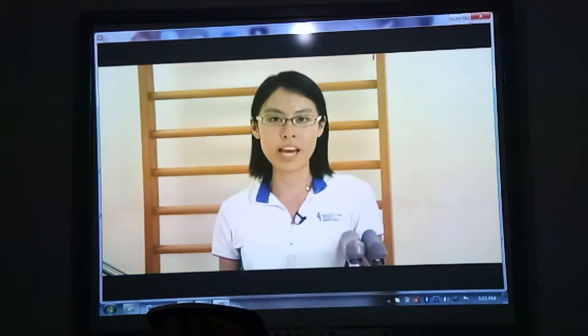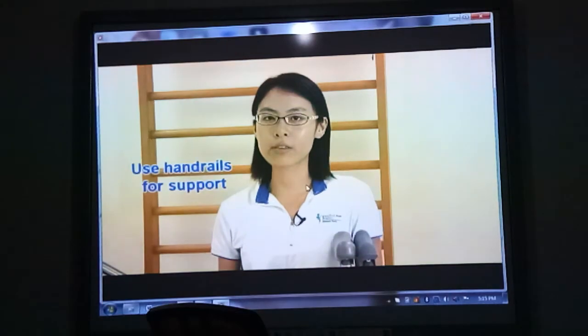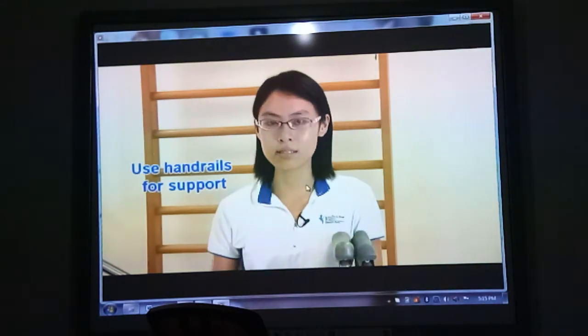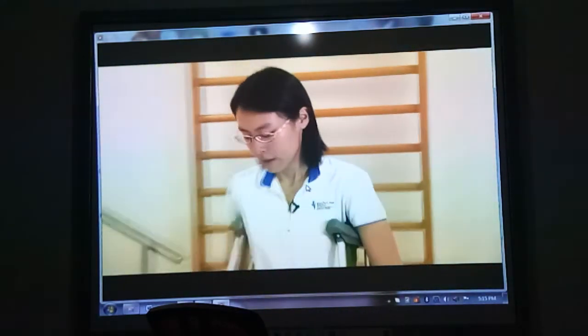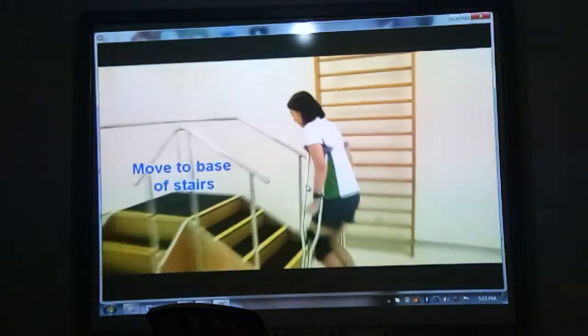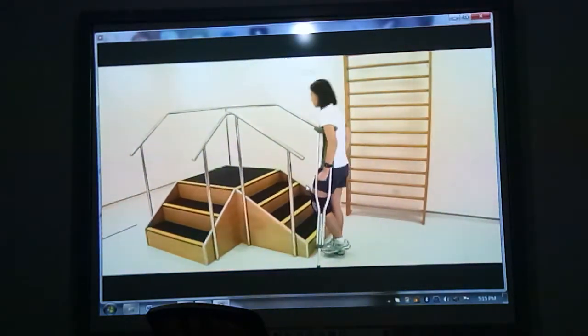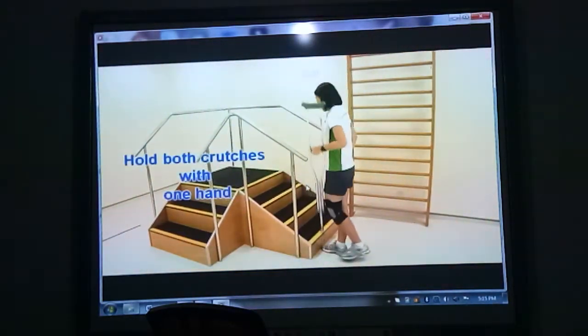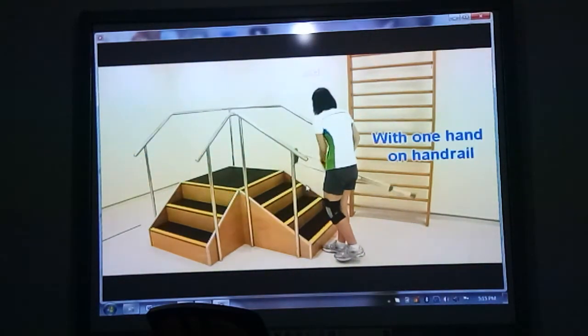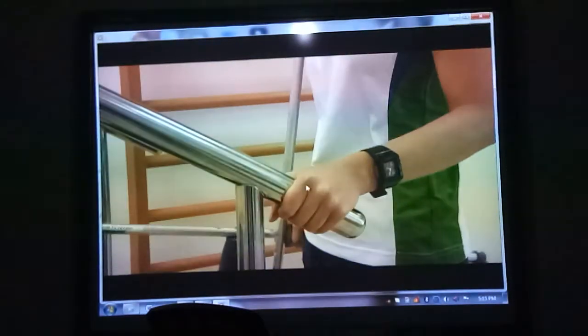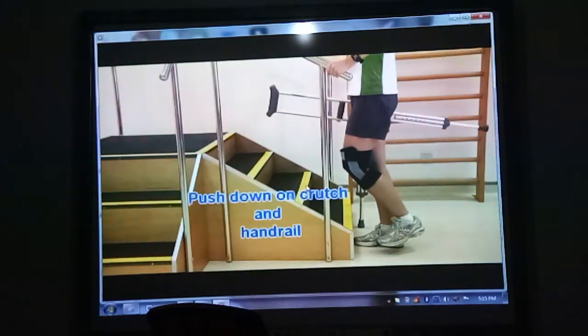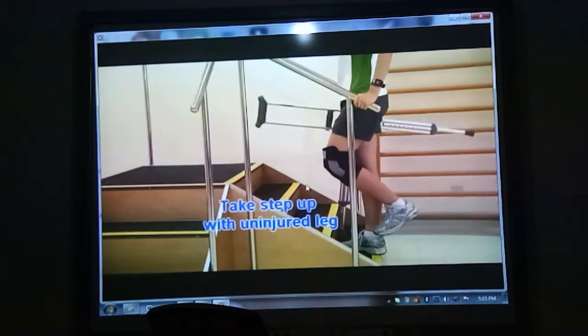In the presence of a handrail, you can use the handrail to help you up and down the stairs. First, move to the base of the stairs. Hold both crutches with one hand and the other hand on the handrail. Push down on the crutch and on the handrail and take a step up with your uninjured leg.